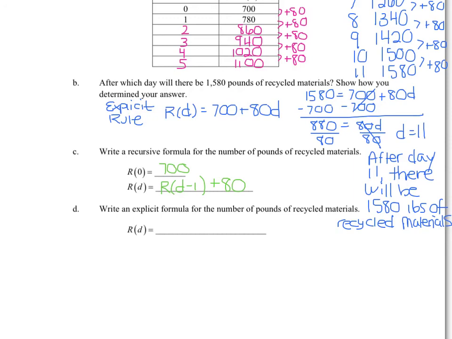Finally, they ask you to write an explicit formula for the number of pounds of recycled materials. Well, we already wrote it up here, but let's go over it again. R of D, we always have the starting amount, which is 700 in this case. And then we're going to add to it the common difference times the number of D's. So 700 plus 80D is going to equal R of D, and that's our explicit formula.